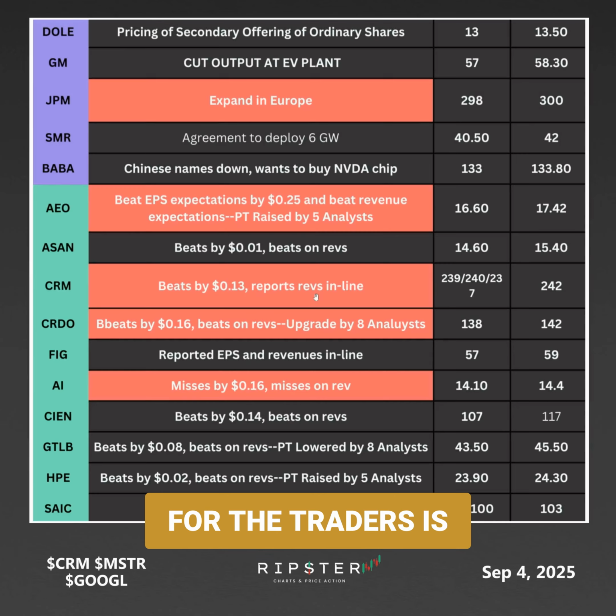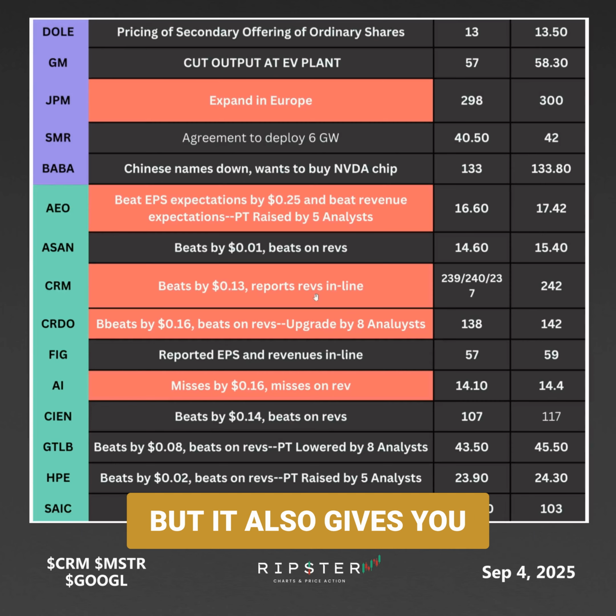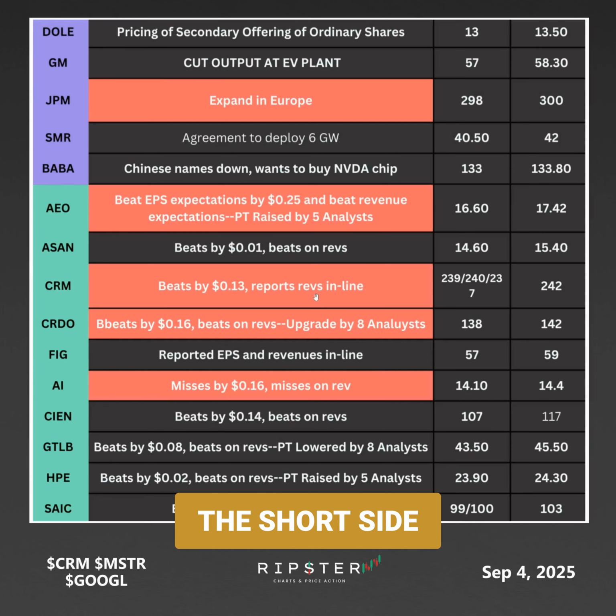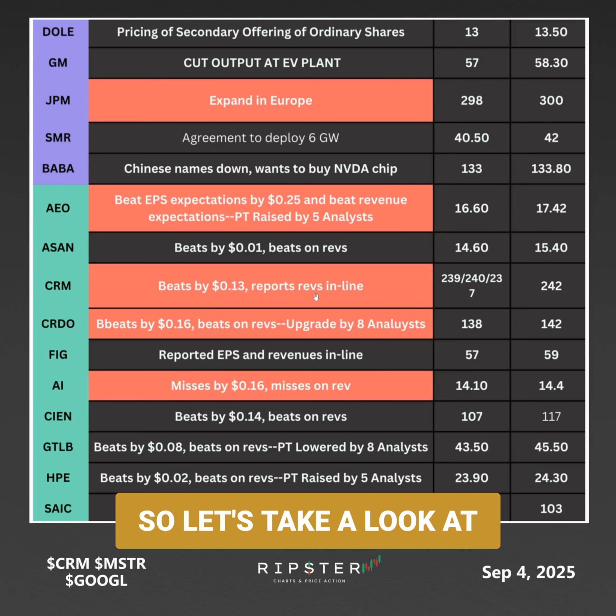The beauty of the Ripster cloud system for traders is that not only does it give you very high probability setups for when to buy and when to sell, but it also gives you the power to trade both the short side or the long side the same day with very high confidence, very high probability. So let's take a look at a few of those setups.